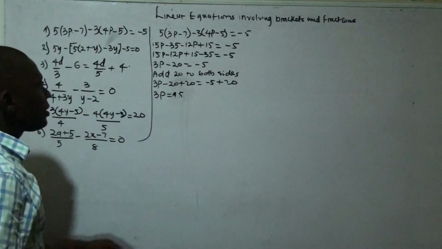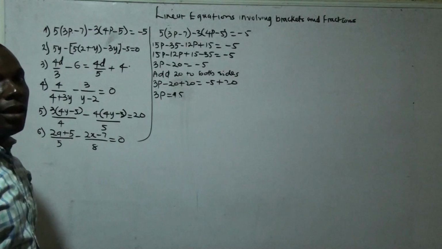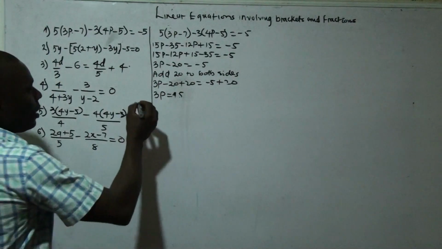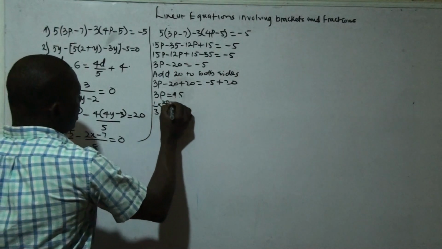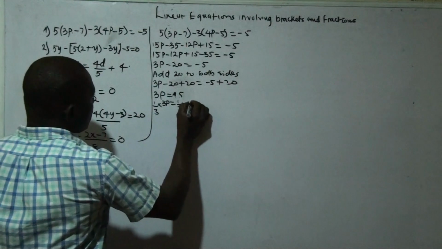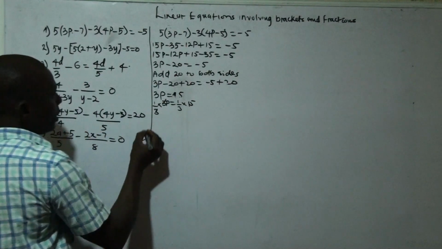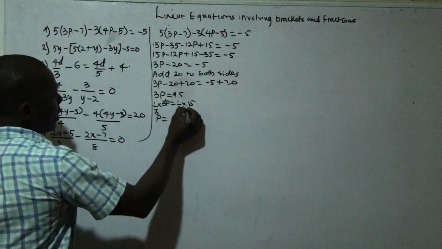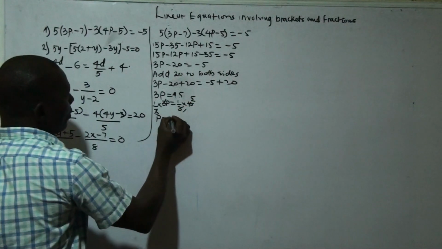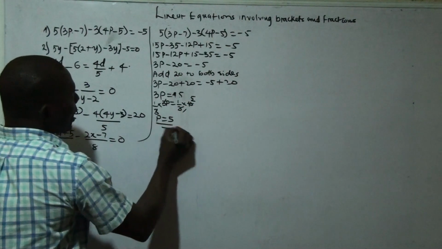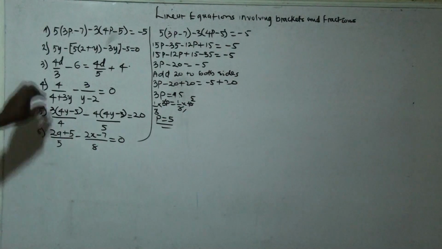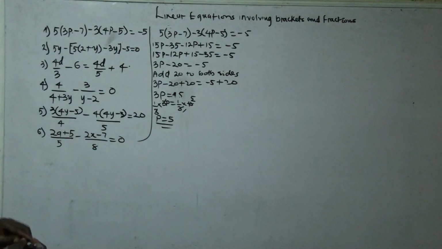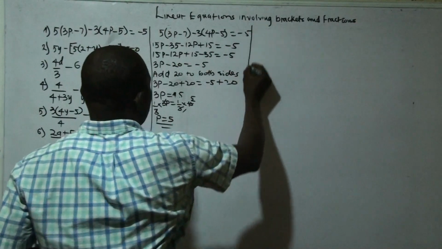So the next thing is to multiply both sides by the multiplicative inverse of 3. So we say 1 over 3 times 3p is equal to 1 over 3 times 15. This cancels this, our p, 3 into 15 is 5. p becomes 5. That is the result for p. That is question number 1. I will be skipping the next question. We will go to number 3. Let's look at number 3.